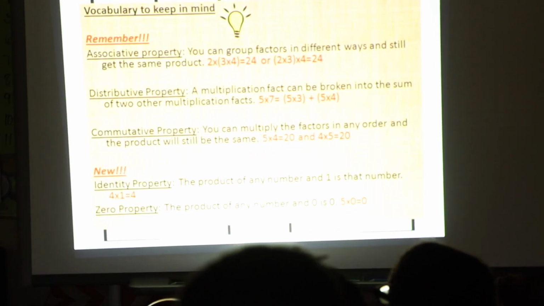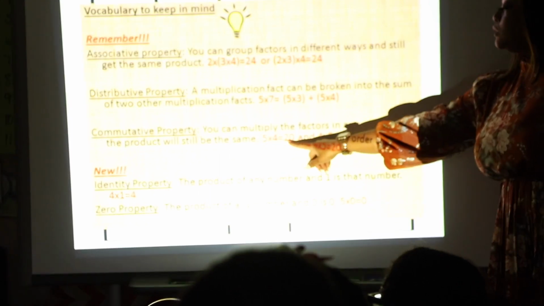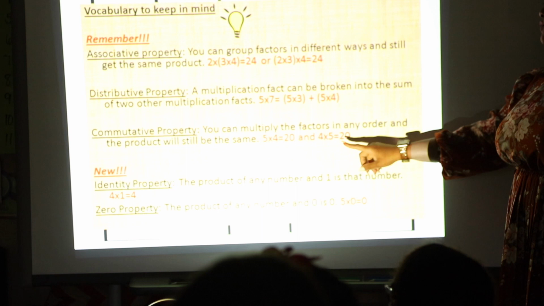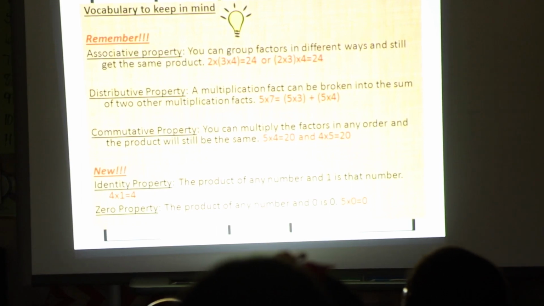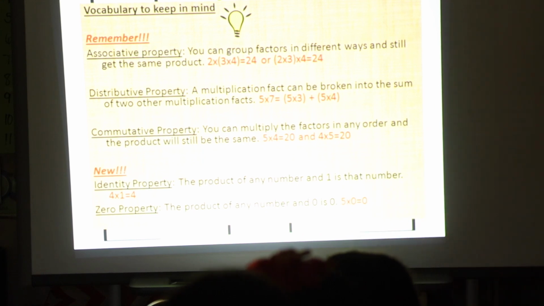You can multiply the factors in any order and the product will still be the same. For example, 5 times 4 equals 20 and 4 times 5 equals 20. Now we have 2 more properties that Mrs. Pace did not teach you about. These are new, but you're already familiar with them.